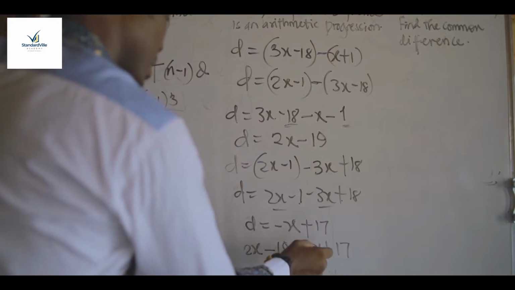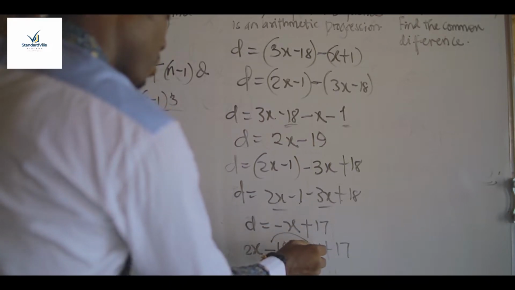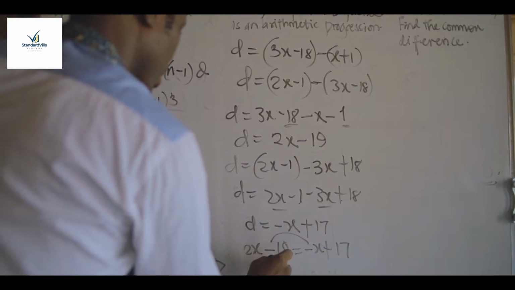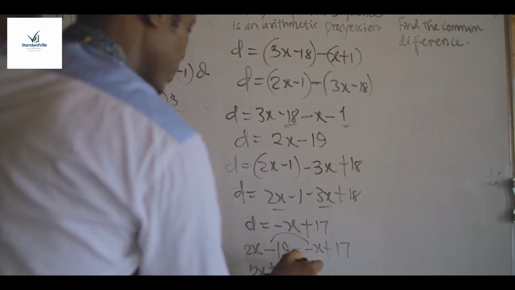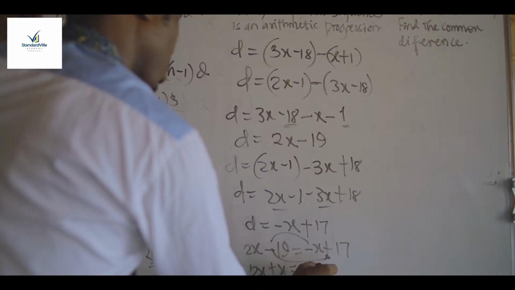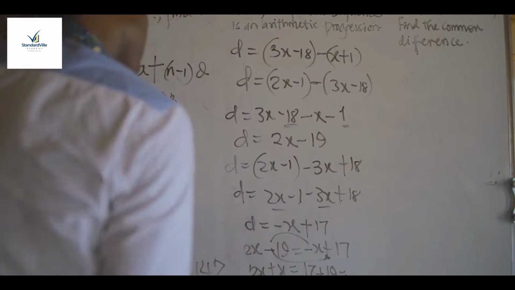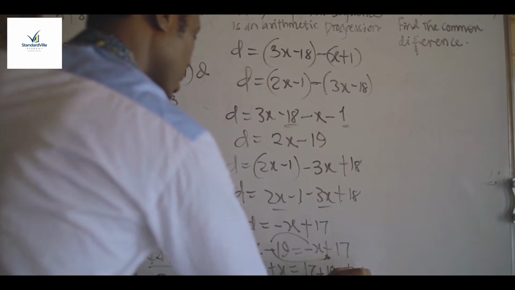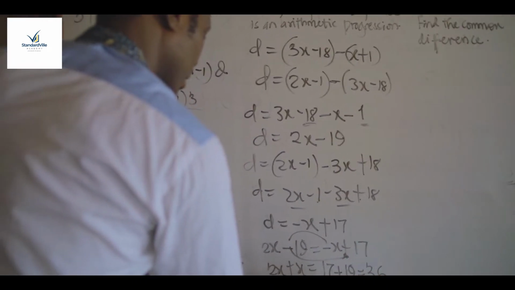Take like terms. Minus x crosses over to become plus x, so 2x plus x is equal to 17 minus 19, which crosses over to become plus 19. 17 plus 19 should be 36. 2x plus x is 3x.